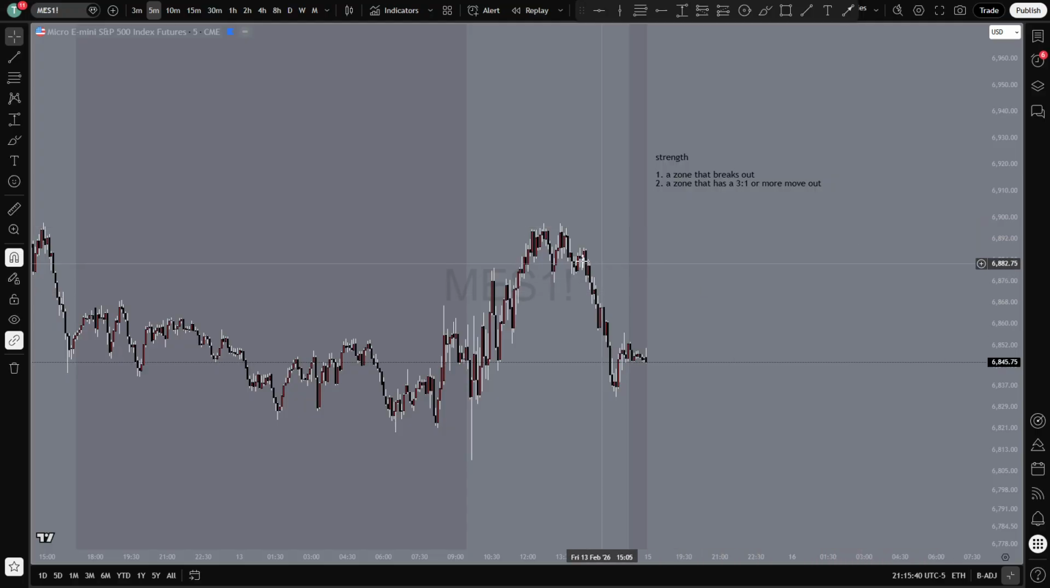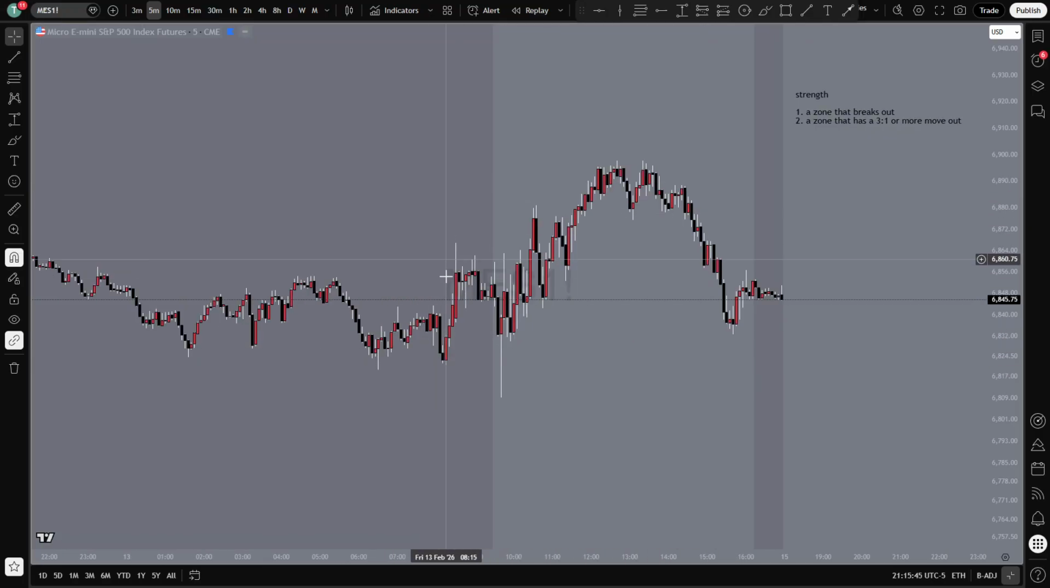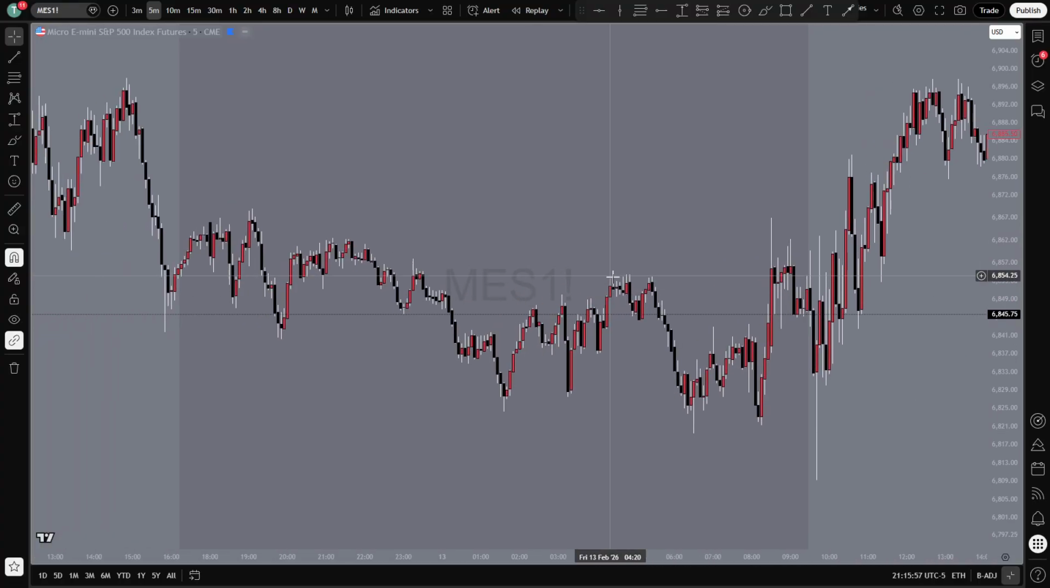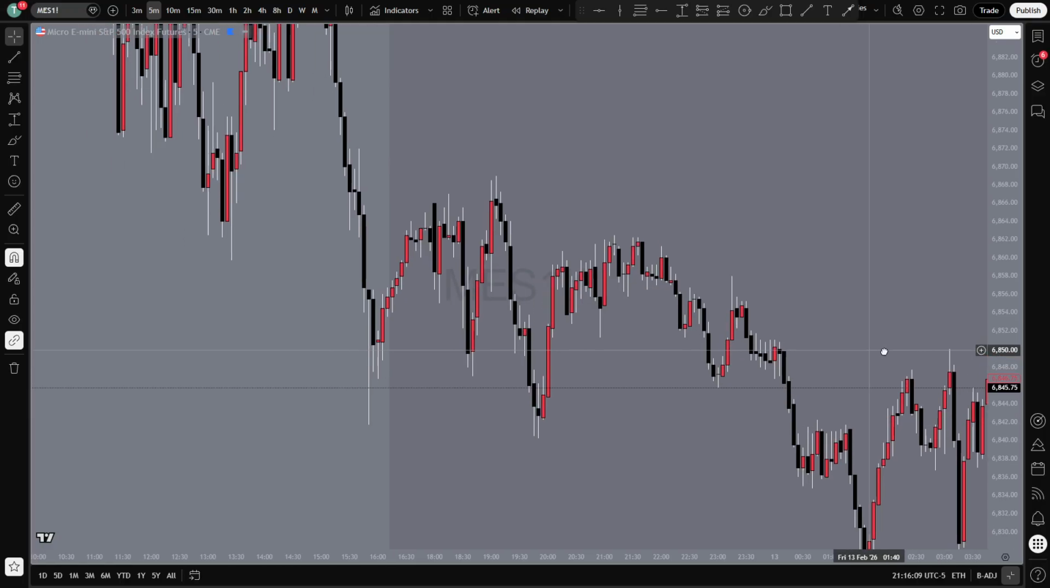All right, so let's get started here. Strength. What is a zone that breaks out? A zone that breaks out is pretty much a zone that's going to break an opposing high or low, demand zone or supply zone. So what does that mean? All right, let's get started here.